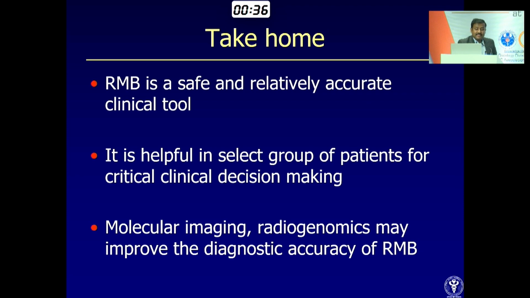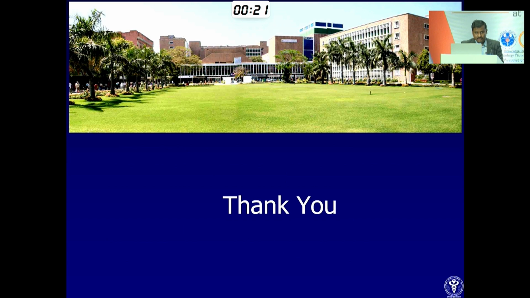The final message: renal mass biopsy is a safe and relatively accurate clinical tool. It is helpful in a select group of patients for clinical decision making. Molecular imaging and radiogenomics may improve the diagnostic accuracy of the renal mass biopsy. Thank you for all of your attention.